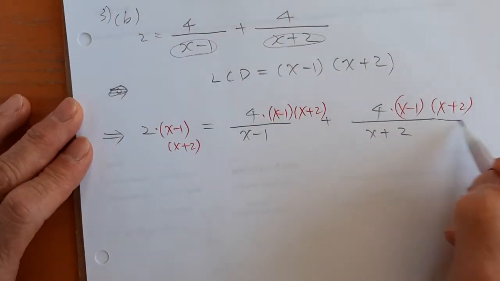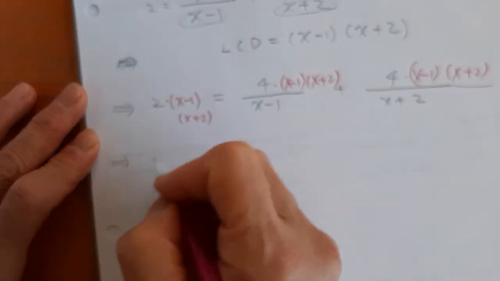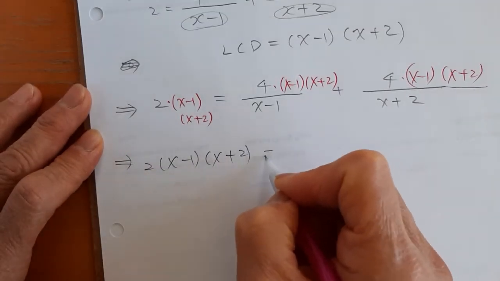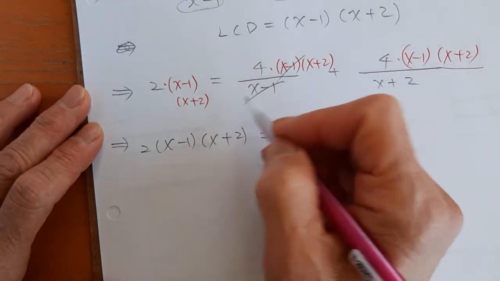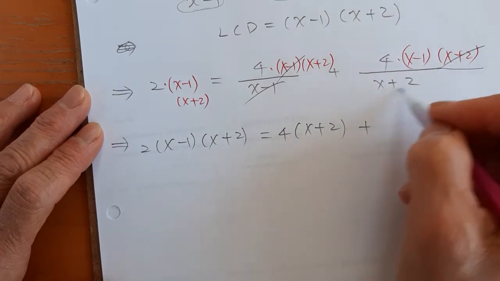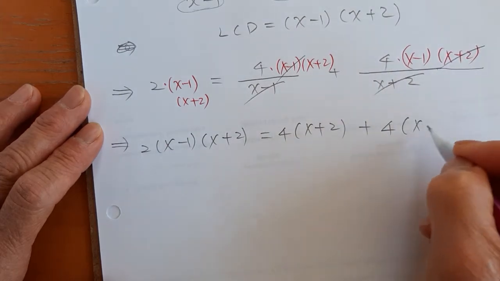Then cancel the common factor. So this is 2, x minus 1, x plus 2 equals. X minus 1 cancels, remain 4, x plus 2. And on the other term, x plus 2 cancels, remain 4, x minus 1.